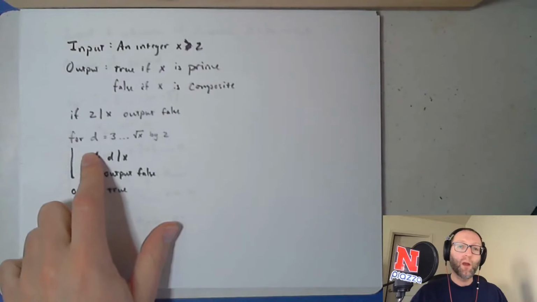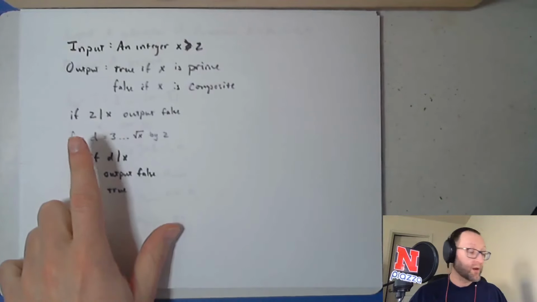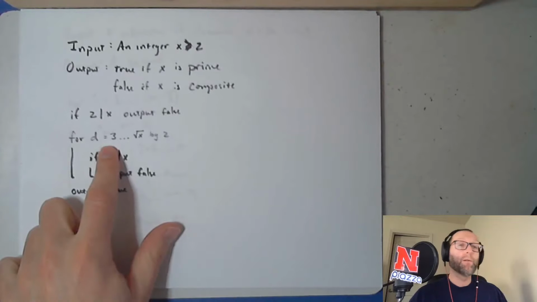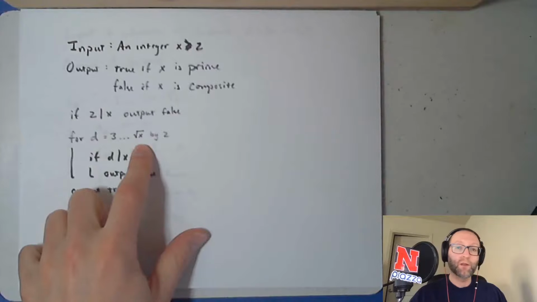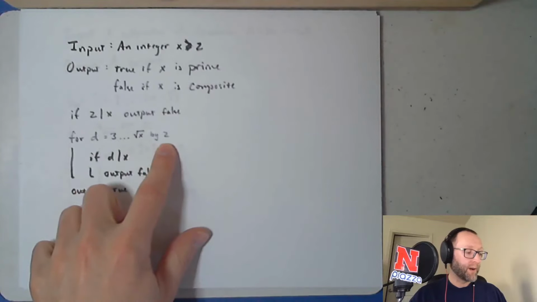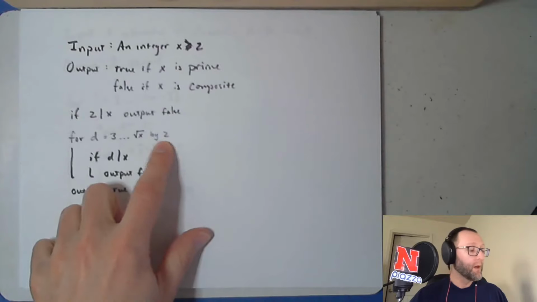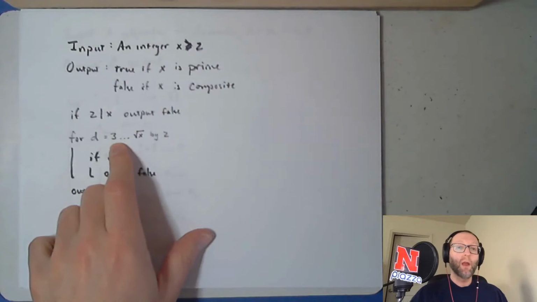Otherwise, I go into a loop here. For each odd number, 3, 5, 7, 9, 11, etc., all the way up to the square root of x, by values of 2 here. I'm going to skip by 2, so I'm not testing all those even numbers over again. If it's divisible by 2, of course it's divisible by 4. Now, I am doing some extra work here in that I'm testing 3 and 9. Is x divisible by 3? Well, if it's not divisible by 3, then it's certainly not divisible by 9.